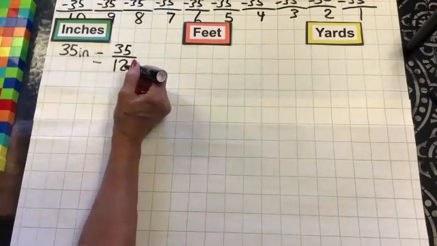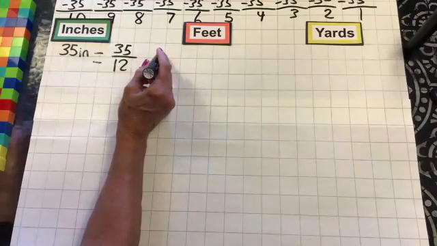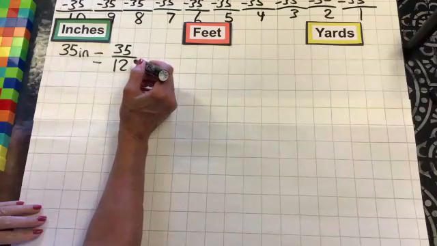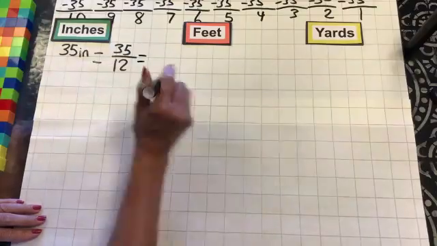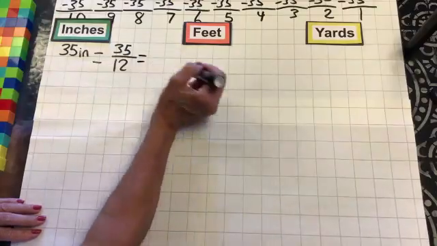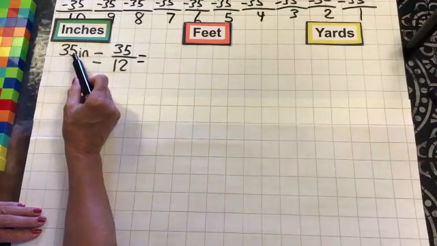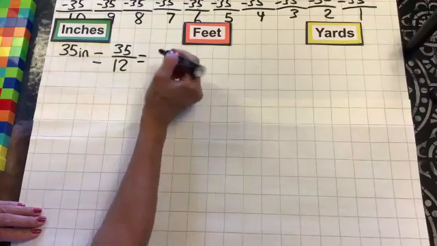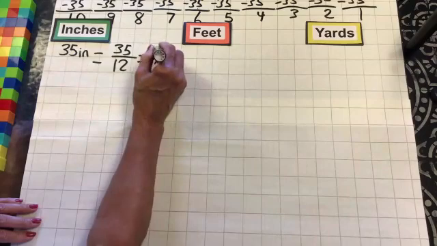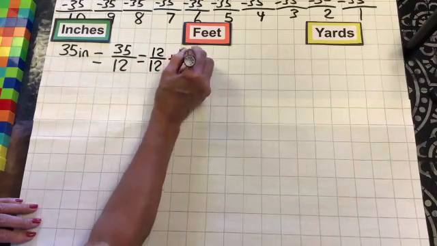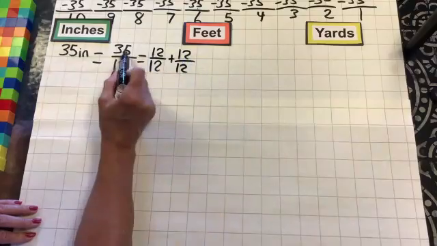So dividing it out, it's like backwards, it's like subtraction, it's like backwards addition. That's what we're going to do is we're going to separate these into an addition problem using 12 twelfths because 12 twelfths make a whole foot. 35 inches, 12 inches make a foot. So we're going to do 12 over 12 plus 12 over 12. That's 24. 12 plus 12 is 24.